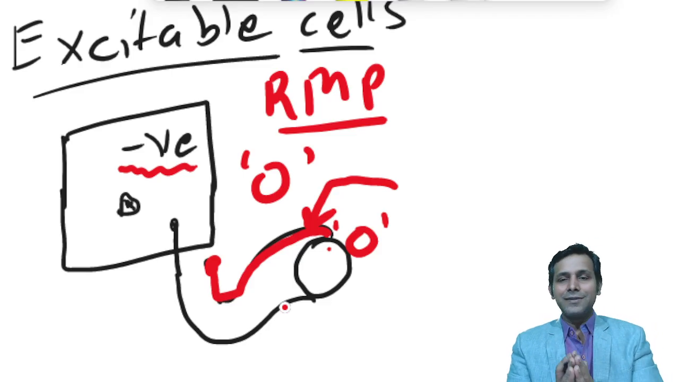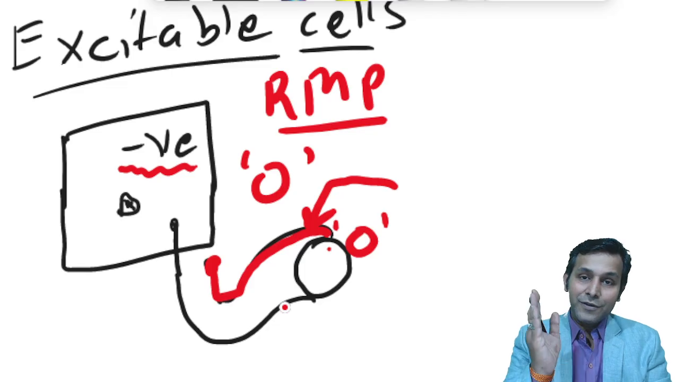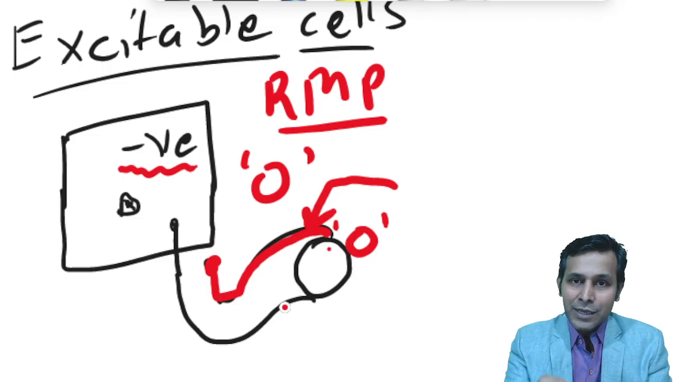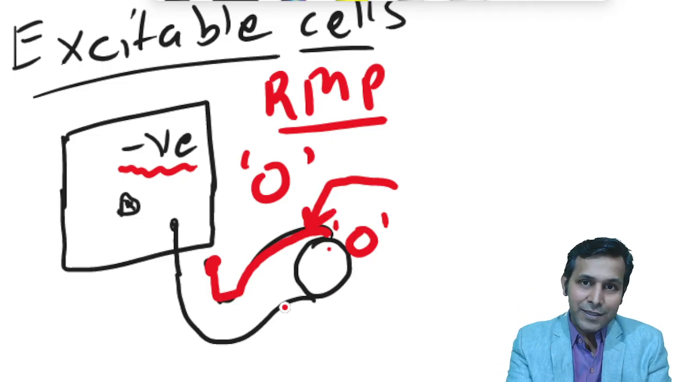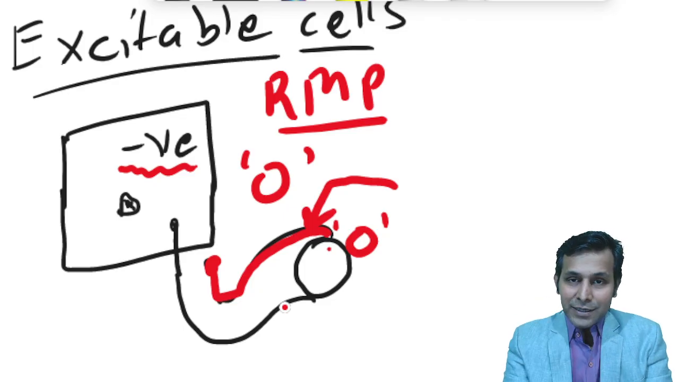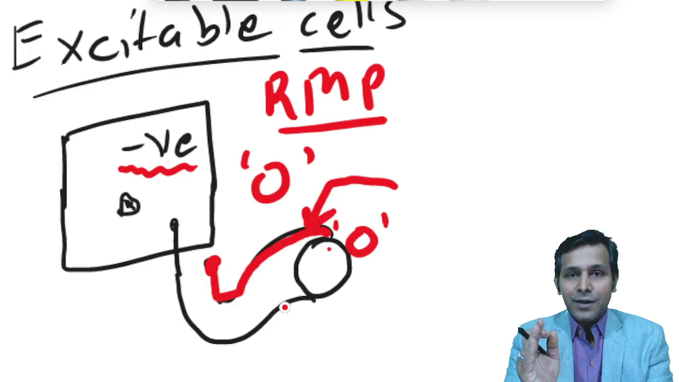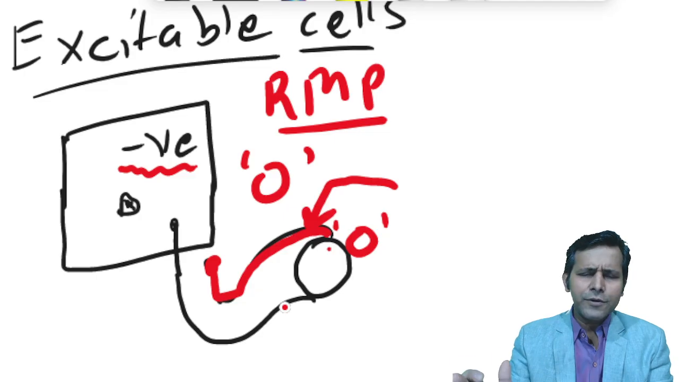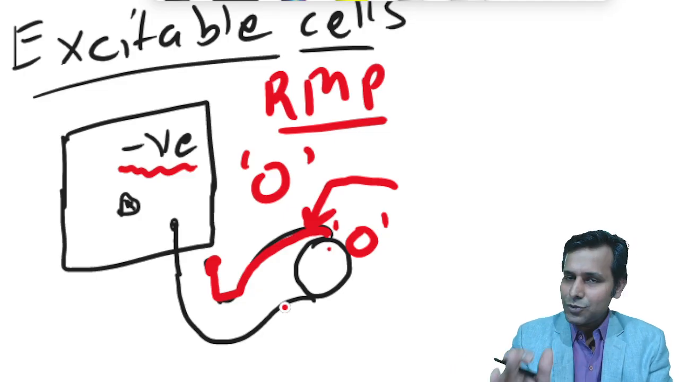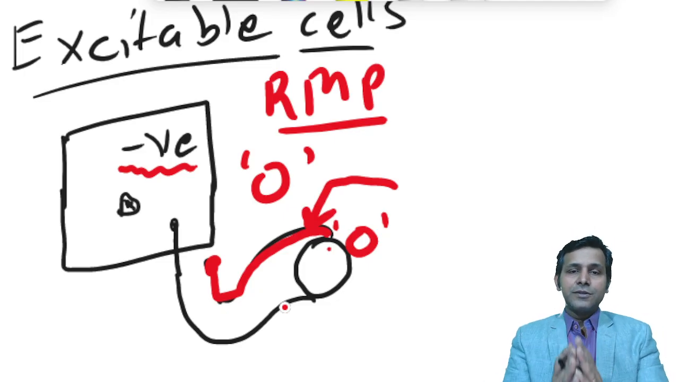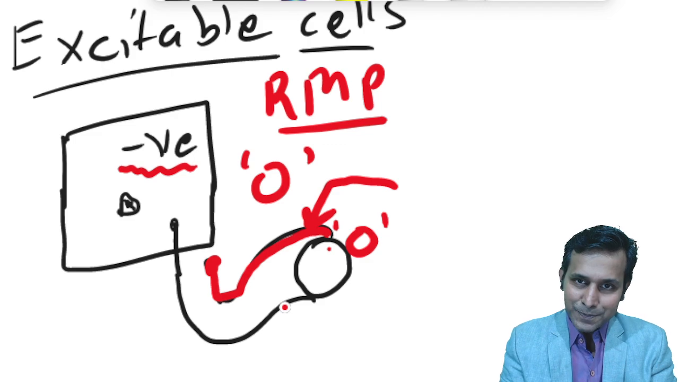So RMP is a voltage which is inside the cell. Resting membrane potential is a potential which is inside the cell. It is always negative, and in RMP, we consider outside voltage as 0 millivolts. Whatever may be the outside voltage, plus 10, plus 20, plus 30, we are not concerned. We consider outside voltage 0.